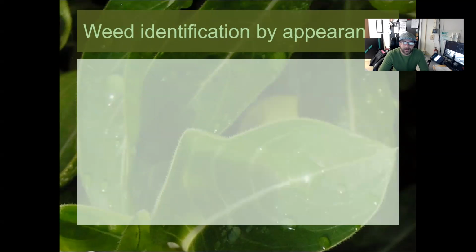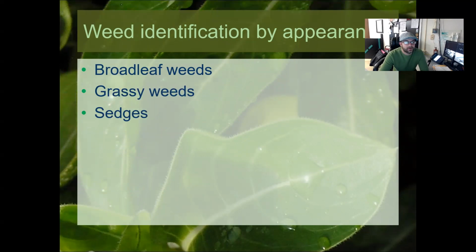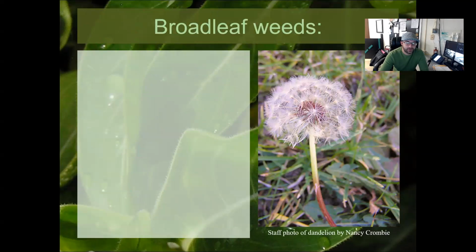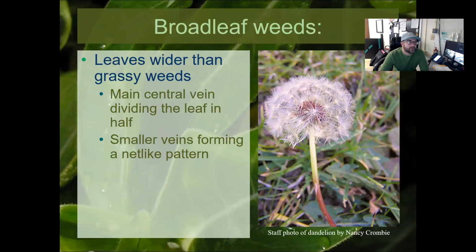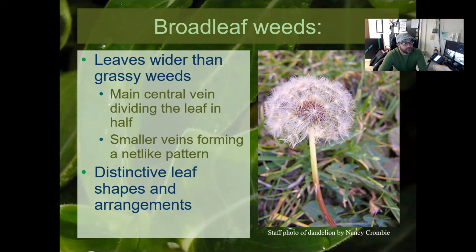Weed identification by appearance: there are broadleaf weeds, grassy weeds, and sedges. We're going to talk a little about each of those. Broadleaf weeds have leaves wider than grassy weeds. So you have a thin blade of grass, and if it's wider than that thin blade of grass, then that is a broadleaf weed. The main central vein divides the leaf in half, with smaller veins forming a net-like pattern. They have distinctive leaf shapes and arrangements.